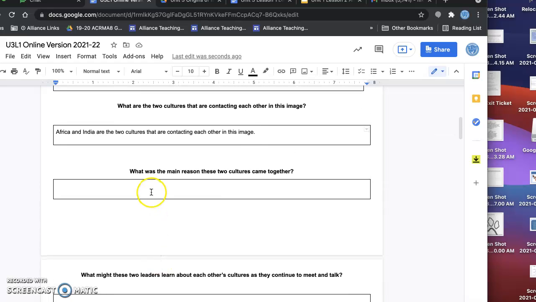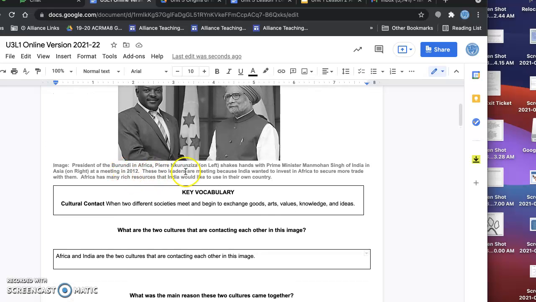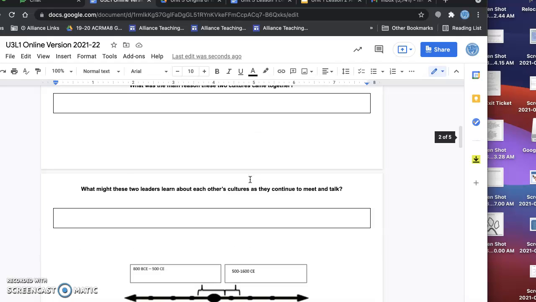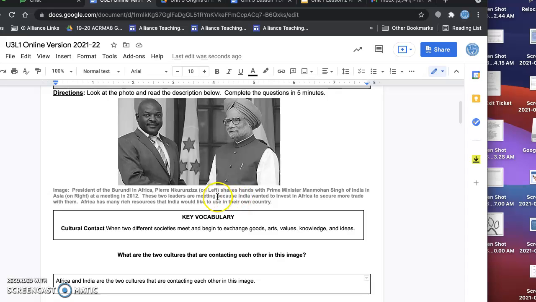All right. Then the next question says, what was the main reason these two cultures came together? Once again, you're going to read this caption, and this caption will tell you why they wanted to meet. And the third one says, what might these two leaders learn about each other's cultures as they continue to meet and talk? Remember, cultural contact just focuses on what a country can offer to another country so that you can trade.